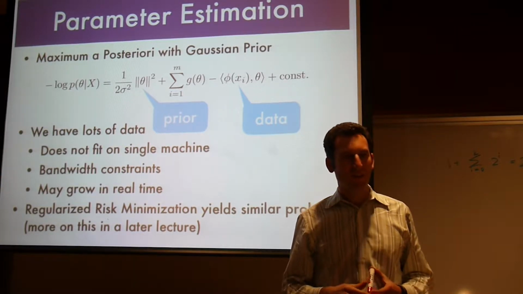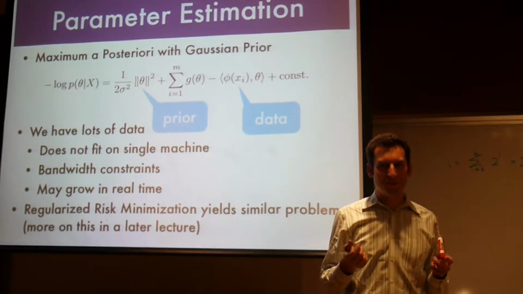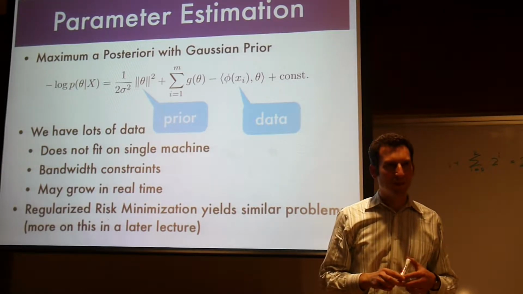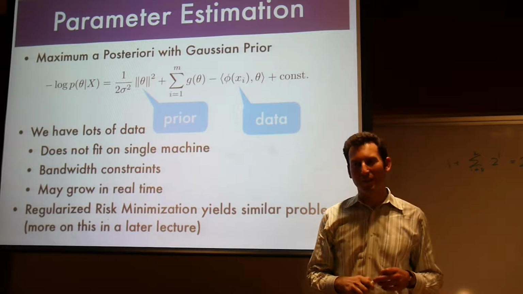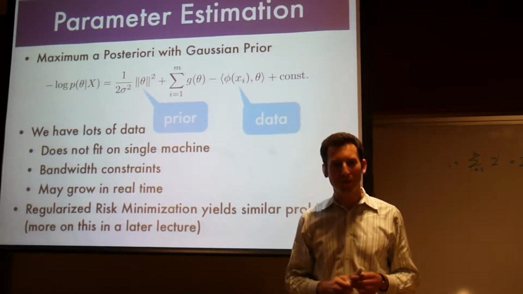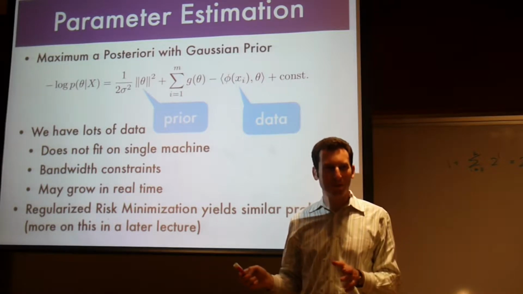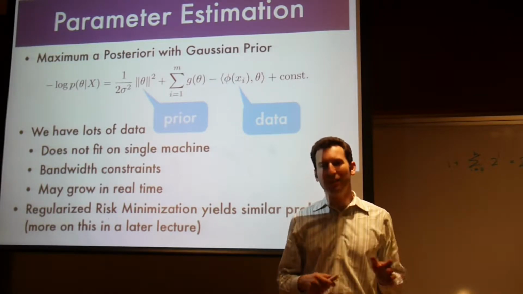Now there's another source of such optimization problems called regularized risk minimization, and we're going to talk a bit more about that in a different context. So quite interestingly, both the Bayesian approach and the frequentist approach will give us related estimation problems.